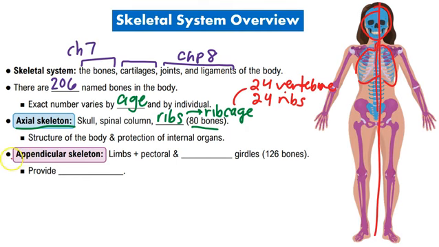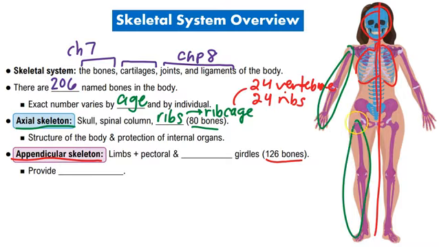Now, the appendicular skeleton is a little bit more, 126 bones. These are bones involved with your limbs, so your upper limbs and your lower limbs, and the pectoral and pelvic girdles. Let me go ahead and highlight the girdles first. So we have our girdles here.